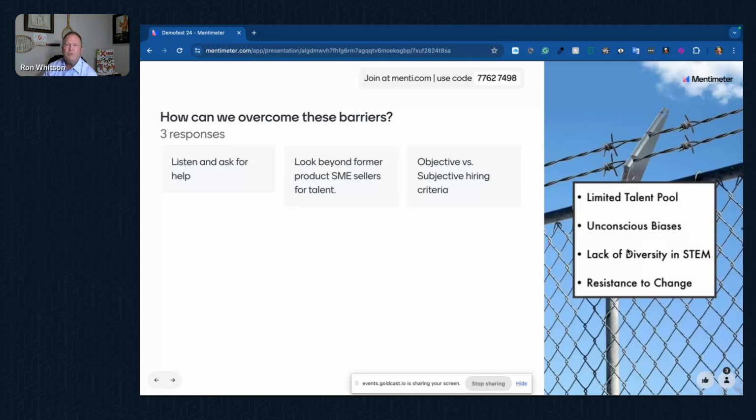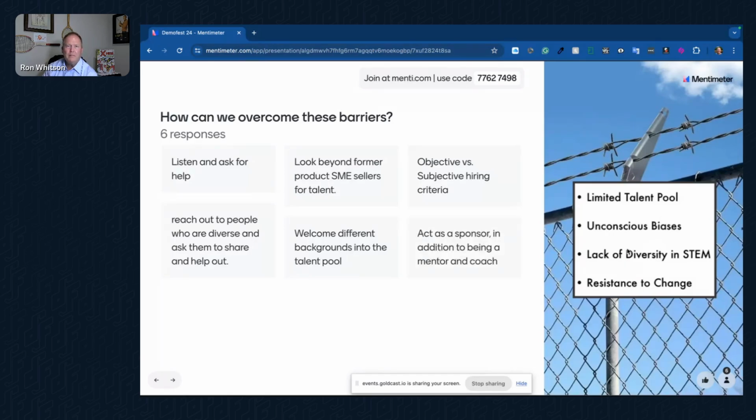Objective versus subjective hiring criteria. Very good. Yeah. Sometimes that subjective shows up in some of our unconscious biases, I think. Look beyond former product SME sellers for talent. Oh, that's a really good one. And I've got a great story about that we'll share here in just a minute.